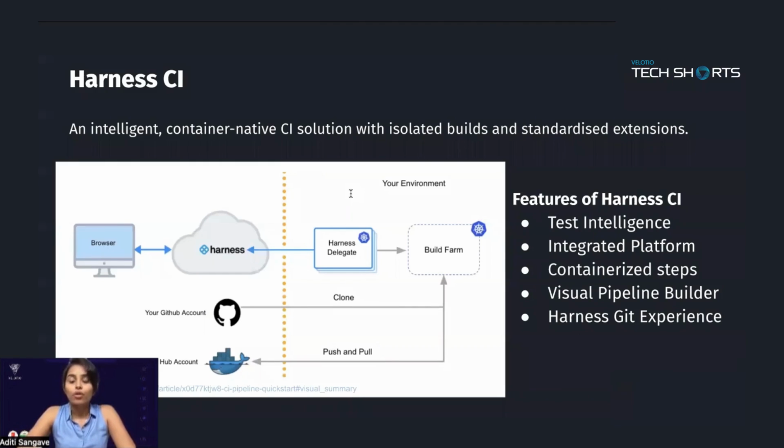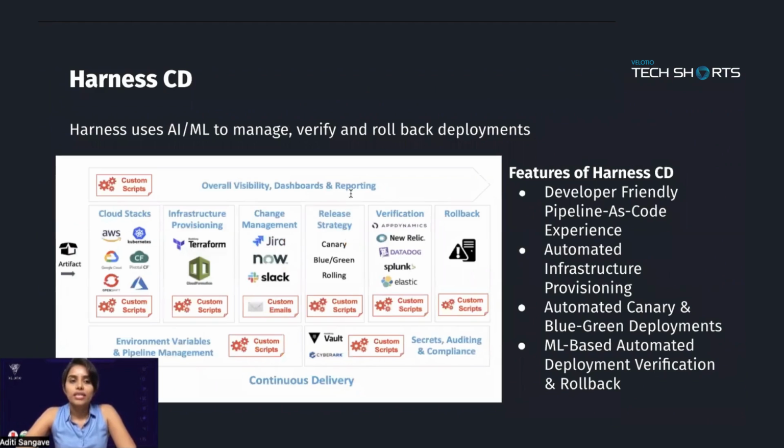Then the build farm or target environment configuration is defined. Then we write the step to push the image to any of your registry. That's it. We then need to simply run the pipeline. Harness CI comes with a lot of useful features like test intelligence, integrated platform, containerized steps, visual pipeline builder, and Harness Git experience.